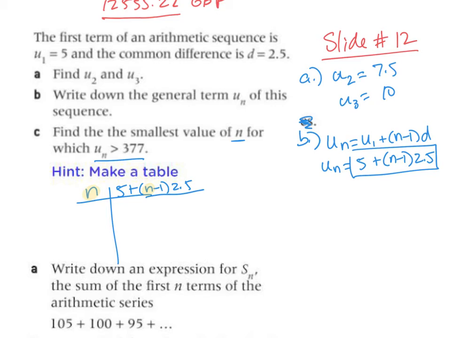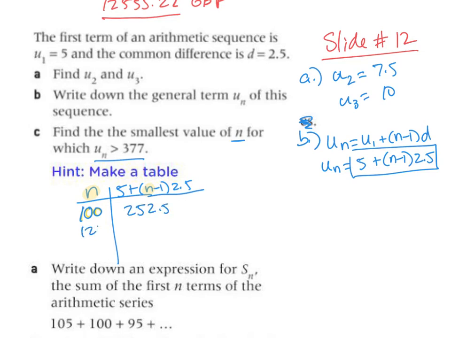So I just made a table, and so I started punching numbers in for n. I punched in 100, and I got, let's see, the table gave me 252.5. Oh, sorry, get the decimal point in the right place.